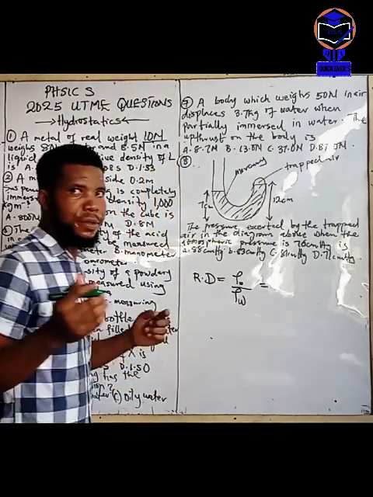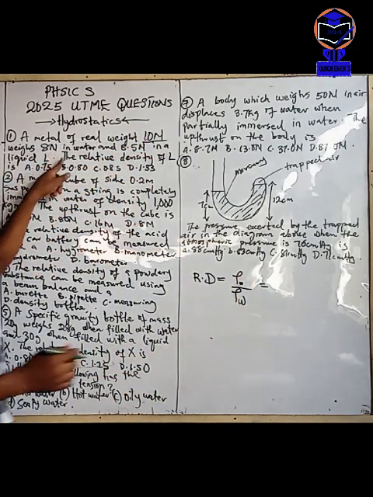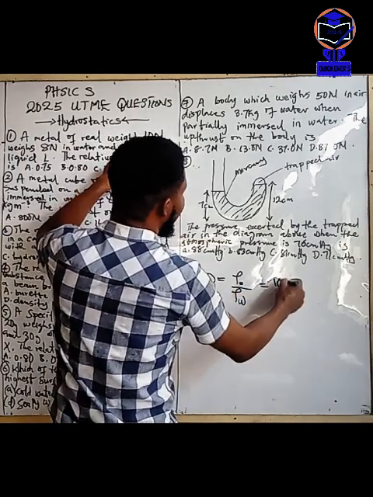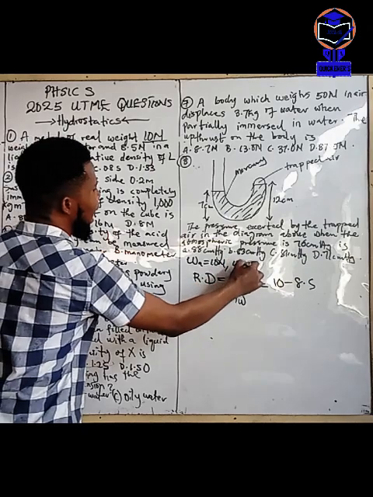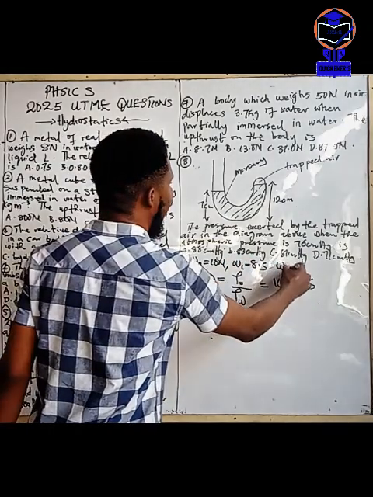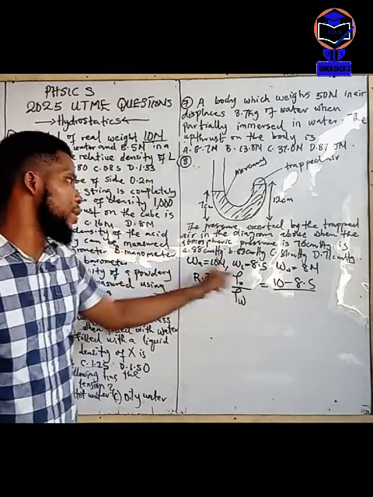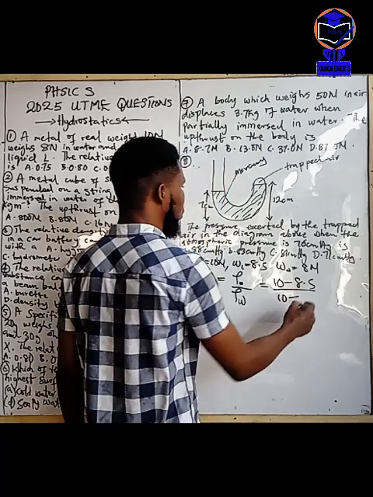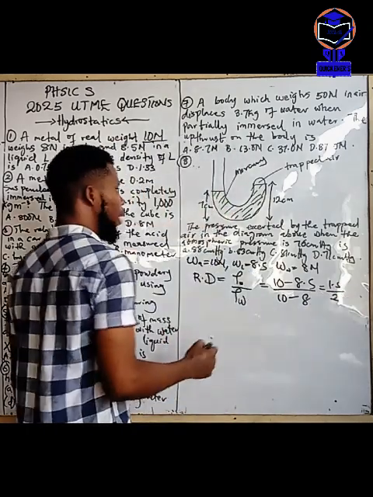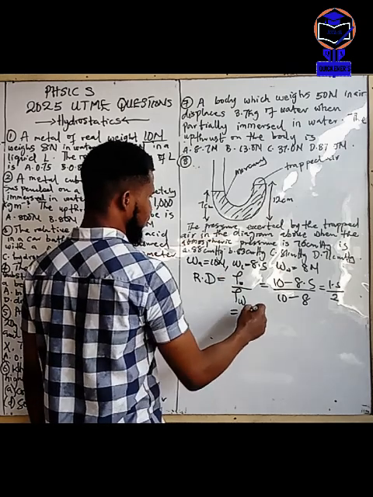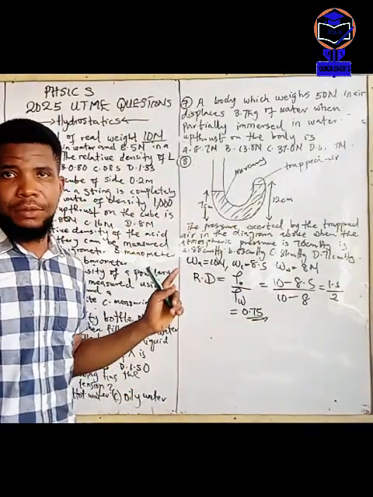So let's look at it. What will be the displacement? The displacement will be the difference between the weight in air and the weight in liquid, and the weight in liquid is 8.5. So you have 10 minus 8.5. Please take note, weight in air is 10 Newton, weight in liquid is 8.5, and weight in water is 8 Newton. So displacement in the liquid is 10 minus 8.5, and displacement in water is 10 minus 8. So you have 1.5 over 2, that would be 0.75. I hope you get that solution, right?